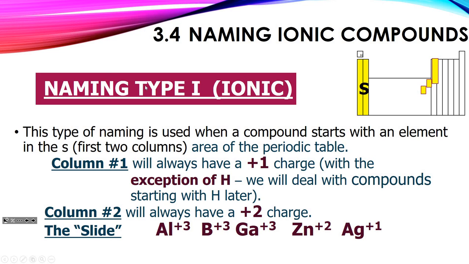Okay, type 1. Type 1 has to do with column 1. It does not include hydrogen. So lithium down to francium, always +1. Always. Beryllium down to radium, always +2. Doesn't have a different charge. That's just what they'll be. Then you have what I call the slide. And the slide is boron, aluminum, and gallium at +3, zinc at +2, and silver at +1. Okay? If I can remember that, so basically the S block, not including hydrogen, and the slide are type 1. This is how I name them.